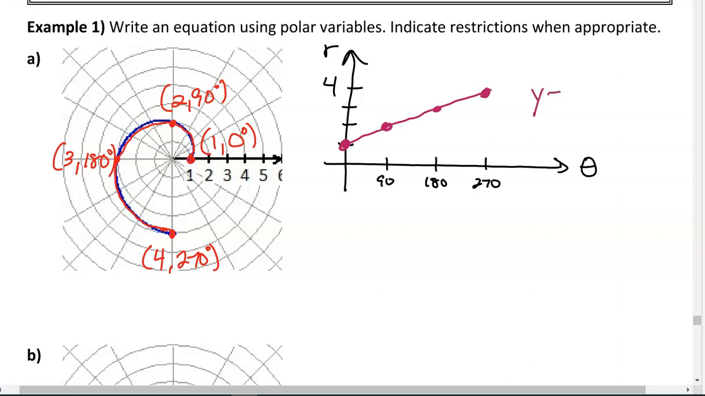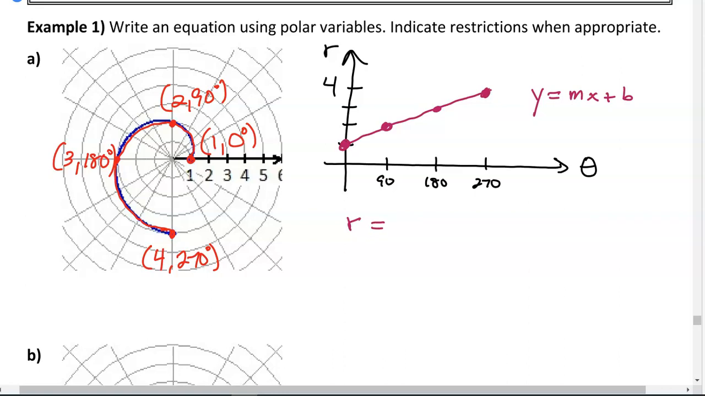We know how to write the equation of a line in the form y equals mx plus b. But in this case, y is not really y. Y is the vertical variable. And our graph has r as the vertical variable. So this will be r equals.